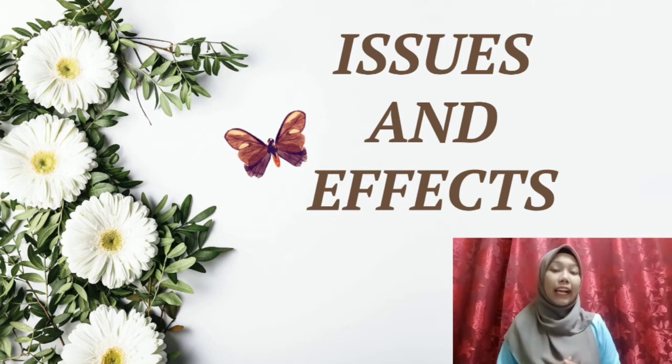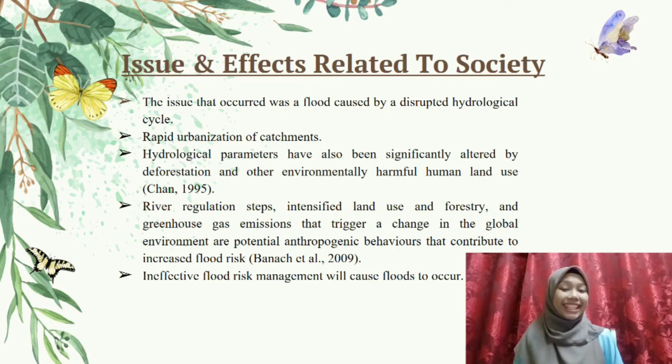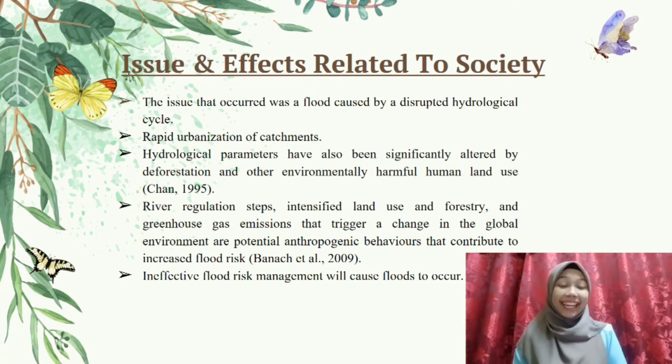In this project, I will present about the issue and effects of flood that related to society. The issue that occurred was a flood caused by a disrupted hydrological cycle. Due to the rapid urbanization of catchment, the risk of contributing factors will be increased. In addition, hydrological parameters have also been altered by deforestation and other environmentally harmful human land use.